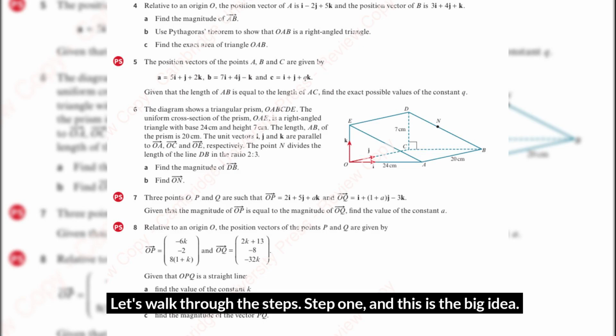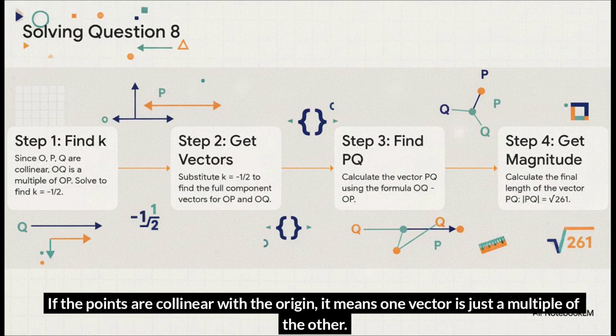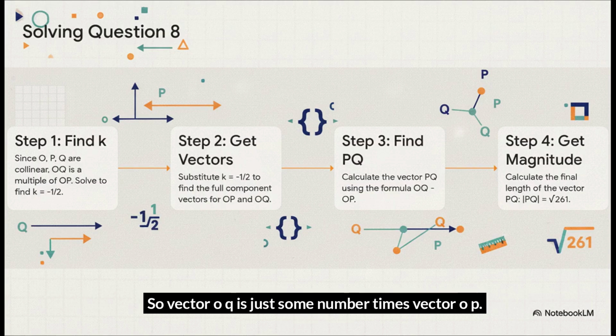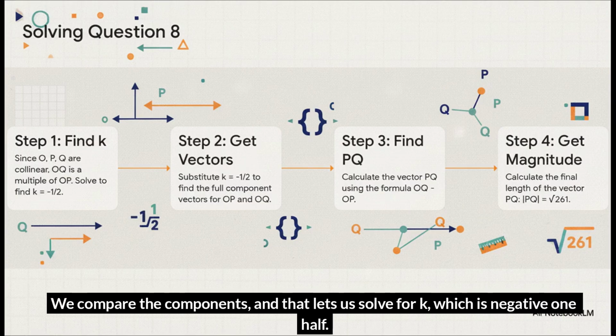Let's walk through the steps. Step 1, and this is the big idea. If the points are collinear with the origin, it means one vector is just a multiple of the other. So vector OQ is just some number times vector OP. We compare the components, and that lets us solve for k, which is -1/2.